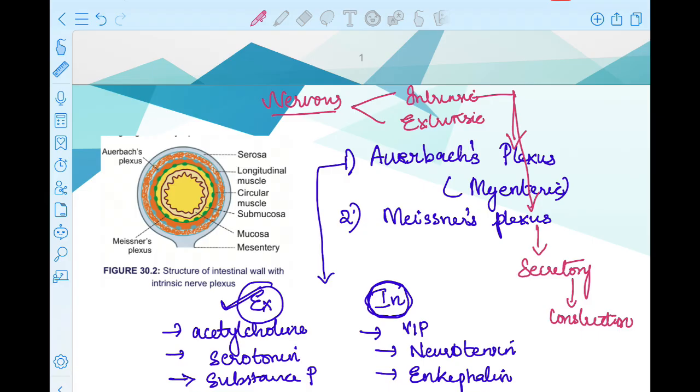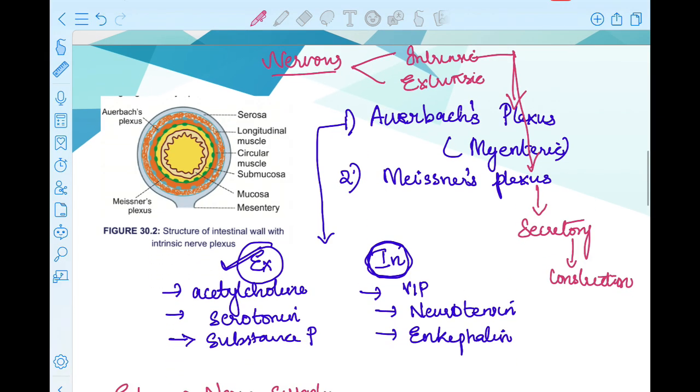So we have an intrinsic as well as an extrinsic nervous system that helps the GI system manage its secretions as well as its movement. Under the intrinsic, we studied there are two networks, Auerbach's plexus as well as Meissner's plexus. The intrinsic system under Auerbach's had excitatory as well as inhibitory neurotransmitters, and it helped in regulation. When there was excitation, the movement increased, and when there was inhibition, the movement reduced. And the second network was the Meissner's plexus.